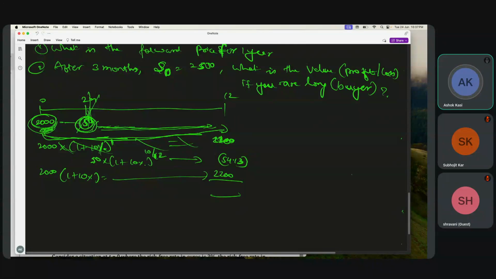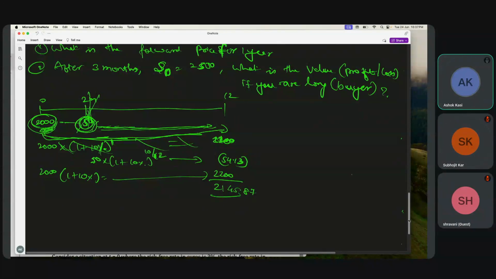How much is it? Can you hear me? Yes, sir. 2200 minus 54.13 is 2145.87. Okay, so this is the forward price.